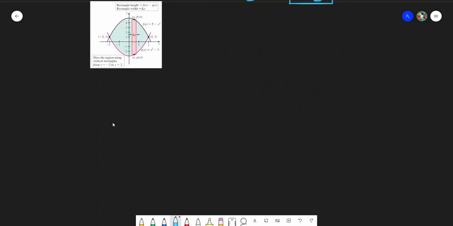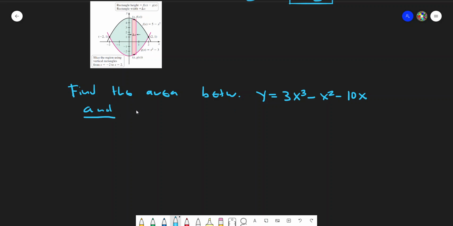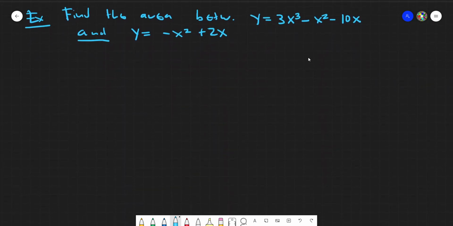Now let's say that we want to find the area between the following two graphs. So similarly, we want to find the area between, okay, so we'll say that we have one function, which is 3x cubed minus x squared minus 10x, and we'll also use the following, y equals negative x squared plus 2x. Now in this case, it actually is not too bad in terms of finding the area of the region, but you have to take into consideration that there may not be just one region. So we actually call these compound areas. The compound area essentially looks like the following.